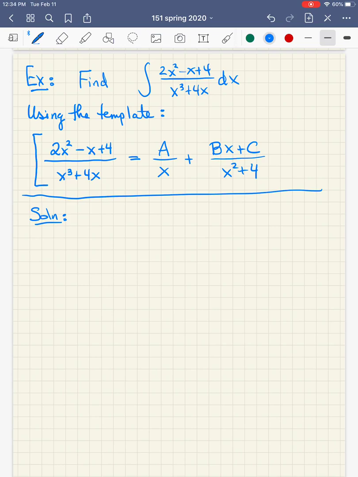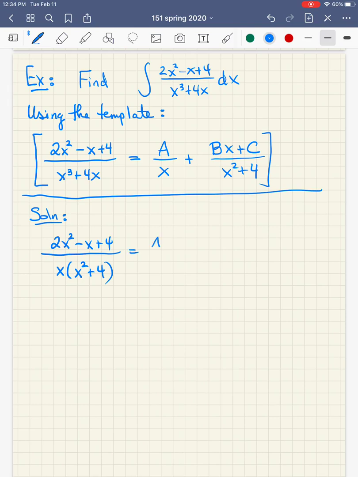So we have a template where we know that we can split this up, or maybe it's a hope at this point that we can split it up as A over x plus Bx plus C over x squared plus 4. Right, and so let's think about where this might come from. If I factor that denominator on the left, it factors as x times x squared plus 4. And we can't factor this x squared plus 4 anymore.